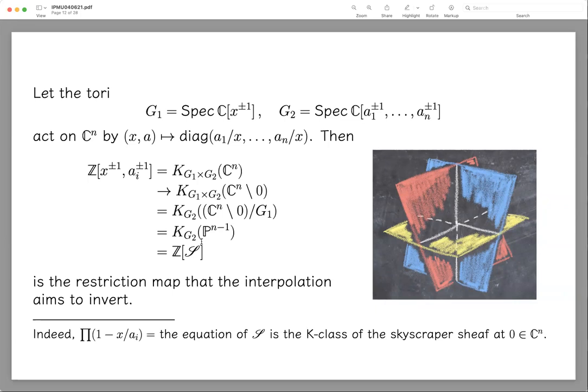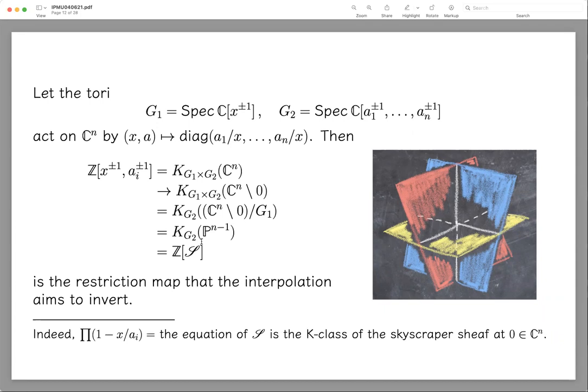And to convince ourselves that that's exactly the right thing: the only thing which is not an equality in this chain of equalities is the restriction from the whole space to the open set. And what dies in this restriction is precisely the point we throw away. The only thing that dies is the class of the skyscraper sheaf at the point we remove. And that class, by Koszul, is exactly the product of one minus xi over ai. So that's what the Koszul resolution tells you.